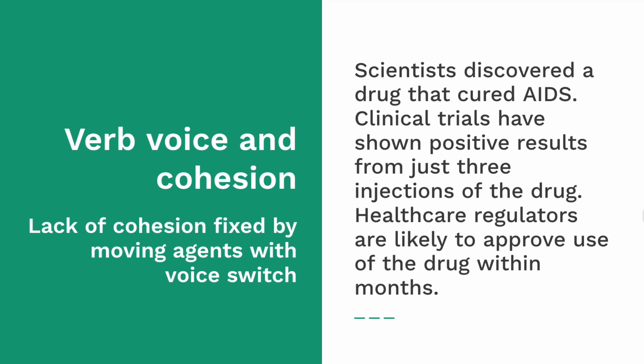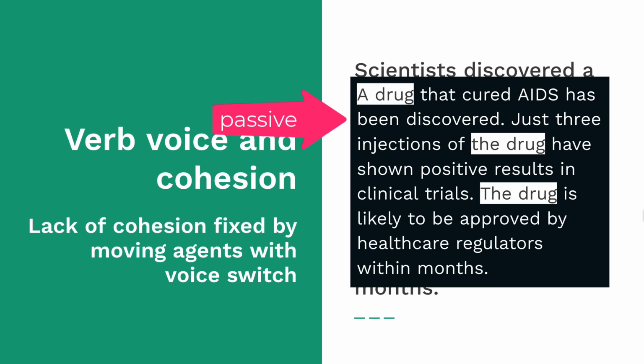We can actually improve cohesion by getting the drug into the subject position of the three sentences. I've done that in the version shown in the black box by making verb voice passive in the first and third sentences. See, been discovered and be approved in these sentences. That creates the pattern AB, AC, AD. The message here is that a proscription against using passive voice is not helpful. Rather, writers should choose the voice that communicates their message effectively and efficiently to their audience. Sometimes that means using passives.